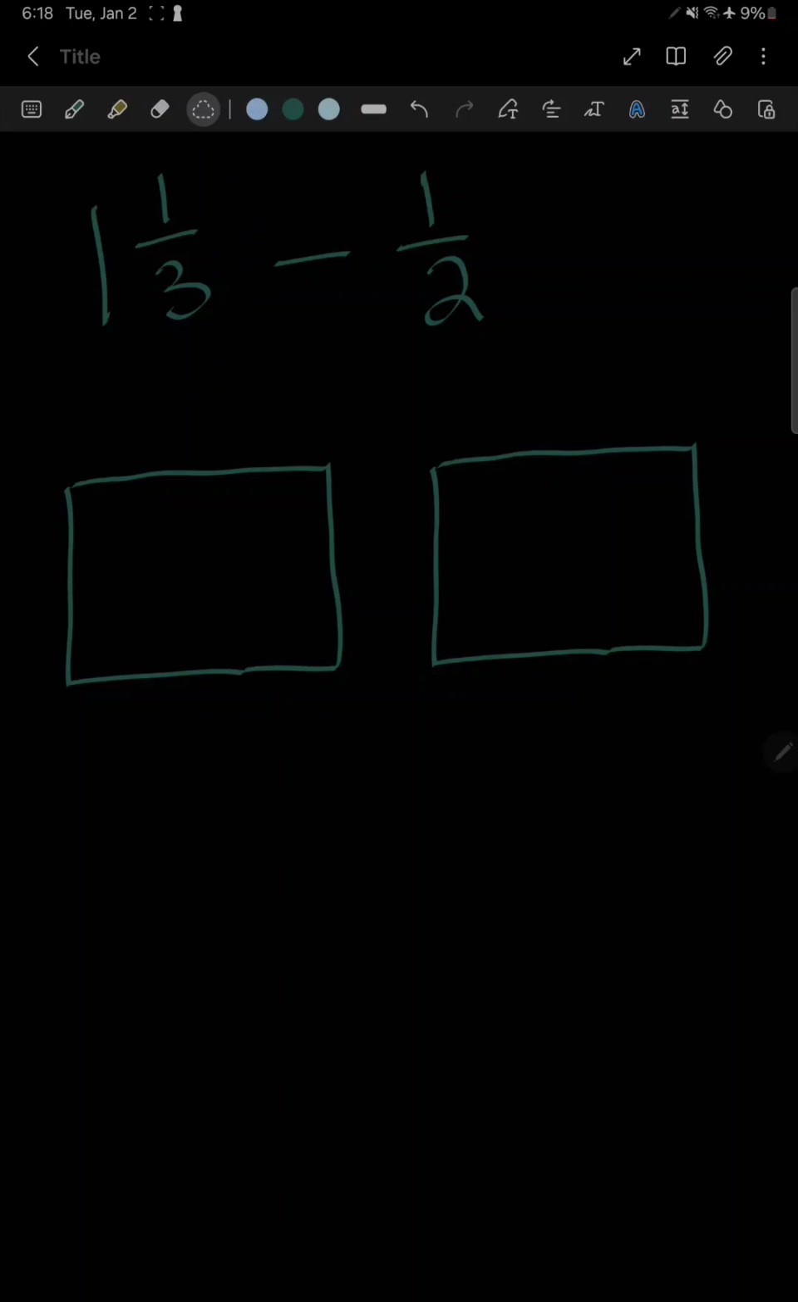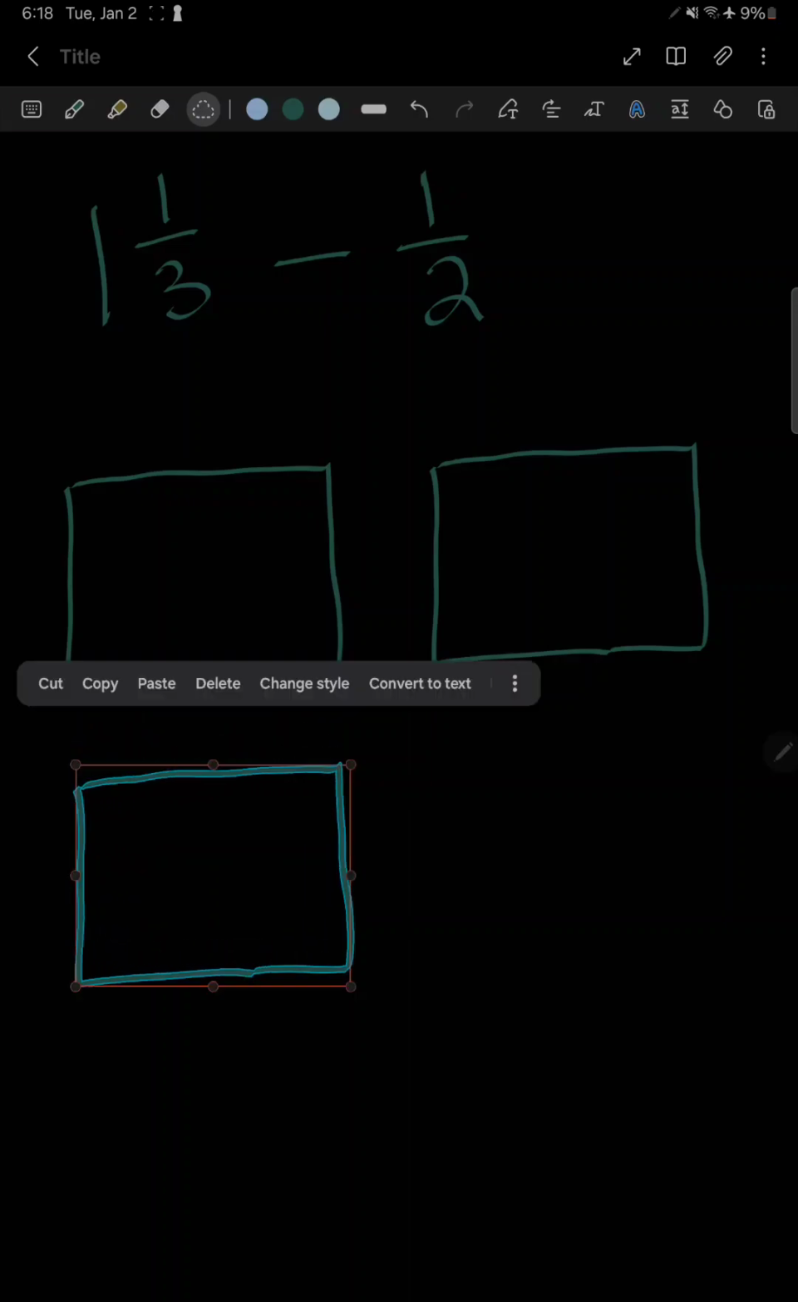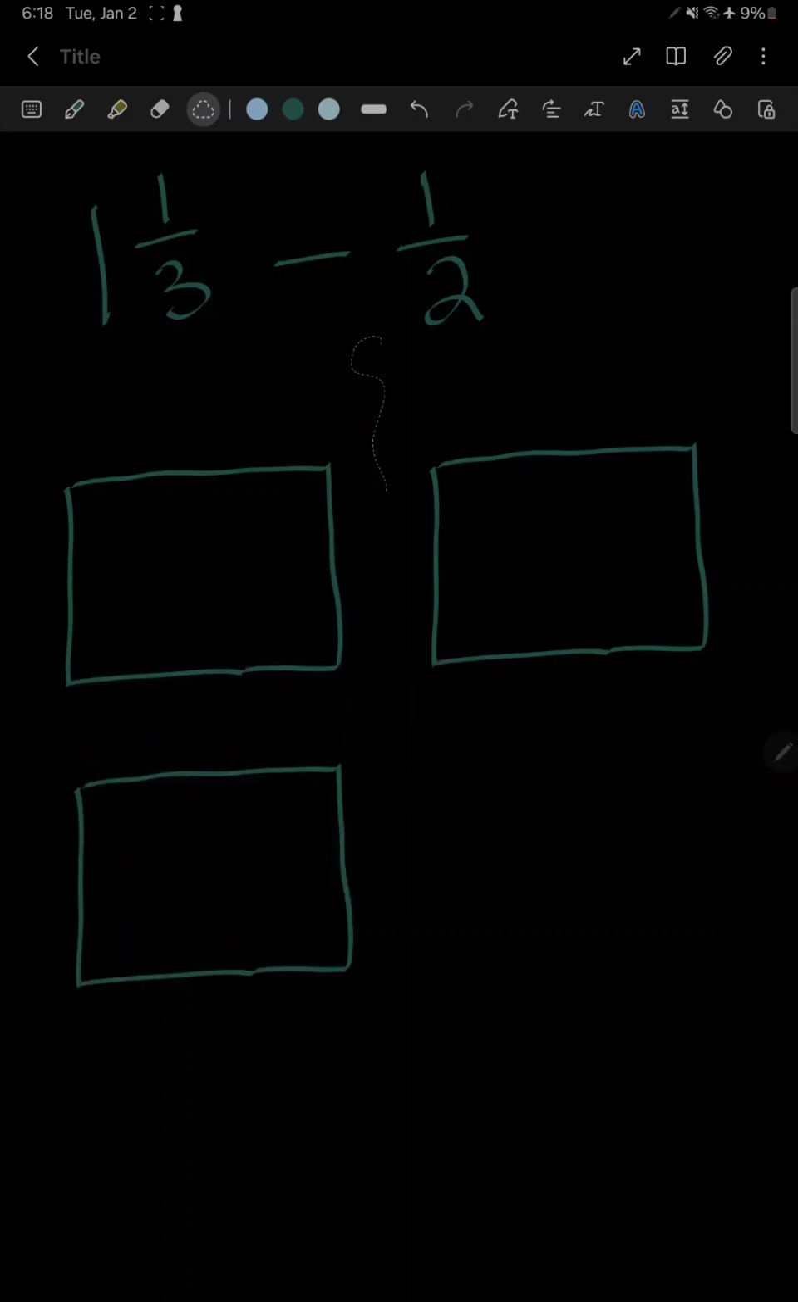Okay, so I'm going to show you what this looks like. Let me add another one on here because I'm going to need one. I'm going to go ahead and draw a squiggle line up right here. So you can see, here is where I'm going to model my 1 1/3, and here's where I'm going to model my 1/2. So let's go ahead and do that 1/2. Let's go ahead and do thirds this way, sorry. So we're going to do the 1 1/3.